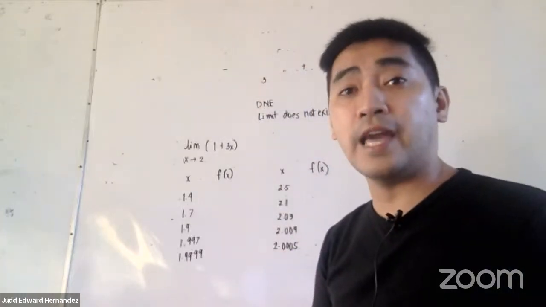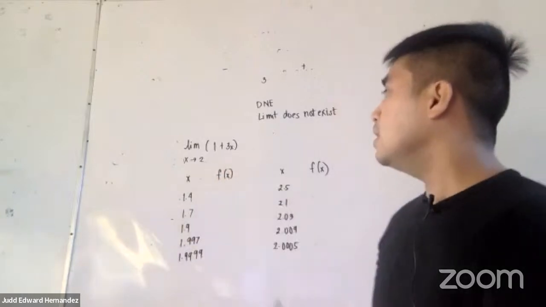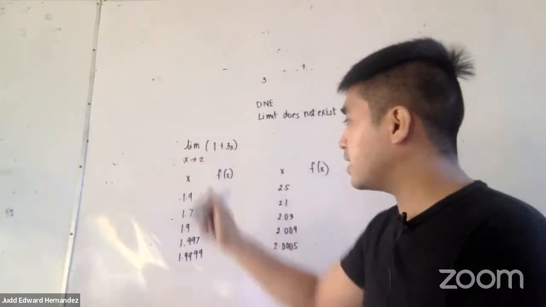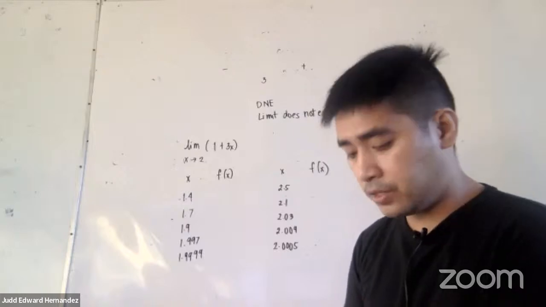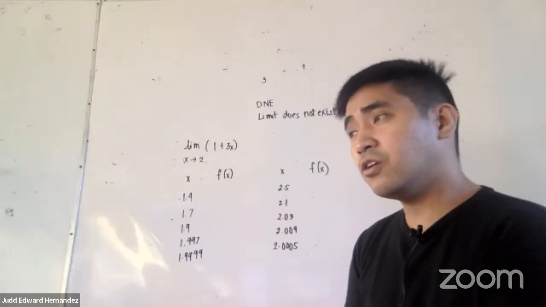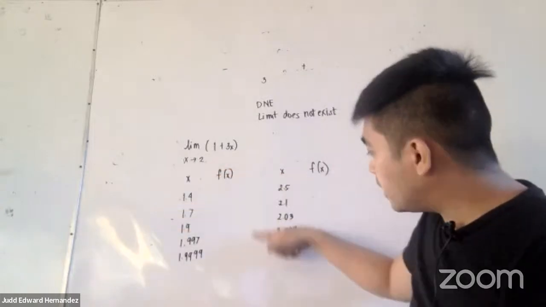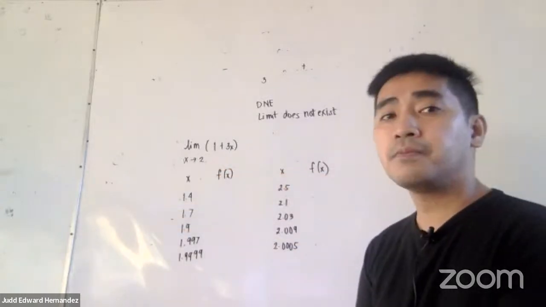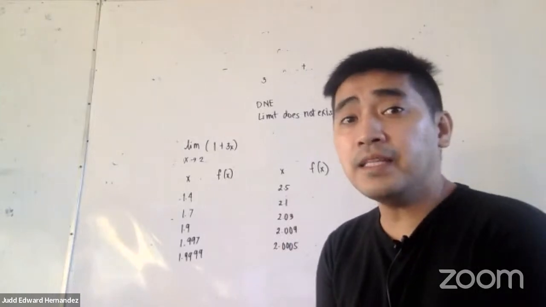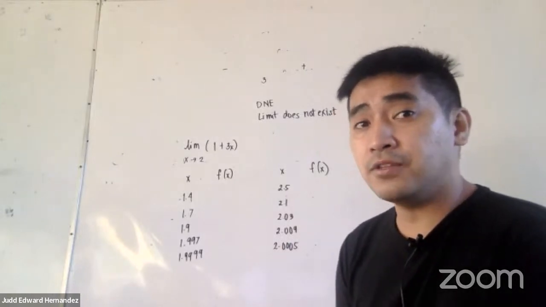So, how do we visualize that? Let's have this example. It is the limit of 1 plus 3x as x approaches 2. Okay, so tatanungin nyo ako, Sir, bakit po naglagay agad kayo ng mga values ni x? Okay guys, nakadepende sa inyo kung ano yung mga ilalagay nyo na values ni x.